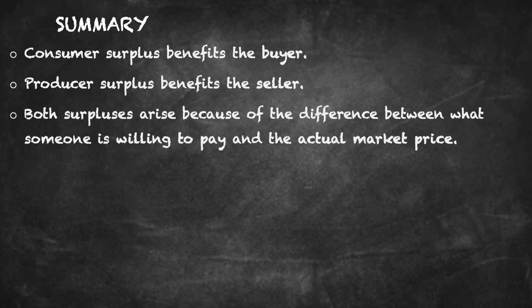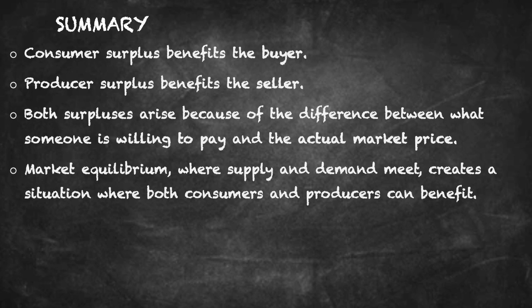Both surpluses happen because there's a difference between what is expected and what you actually end up paying. And then lastly, the equilibrium is where the supply and the demand cross. That's the intersection. And that is when the consumer and the producers are happy and they both benefit.